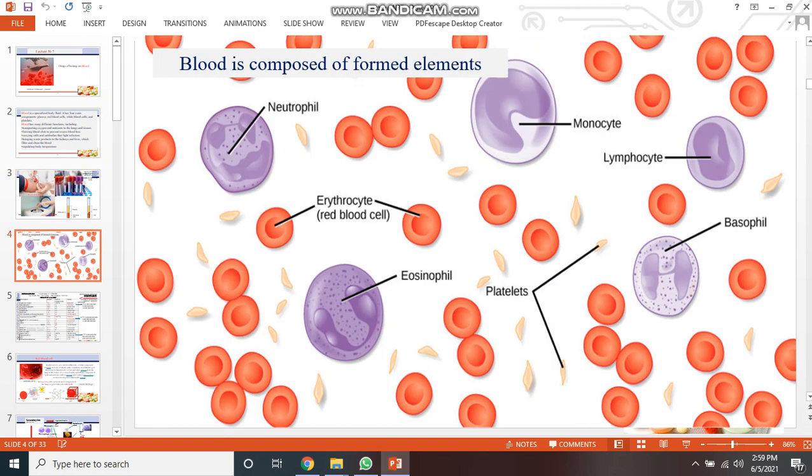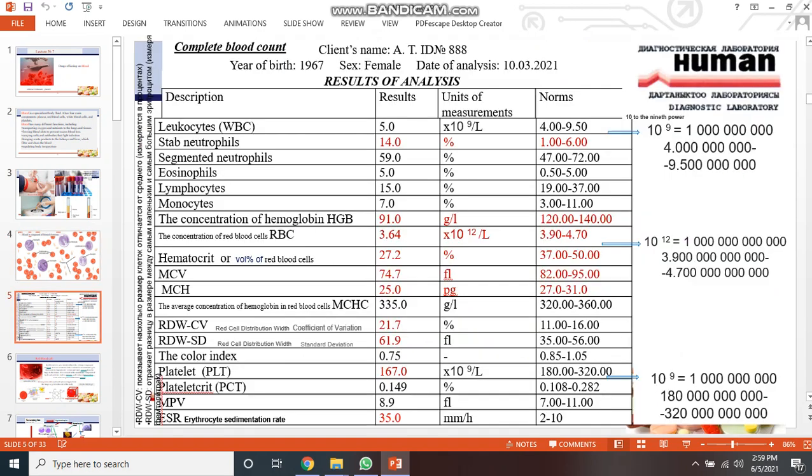Blood is composed of formed elements. The elements are red blood cells, erythrocytes, eosinophils, platelets, monocytes, lymphocytes, basophils, and neutrophils. A blood component has a description, a result, and a unit of measurement for the patient.